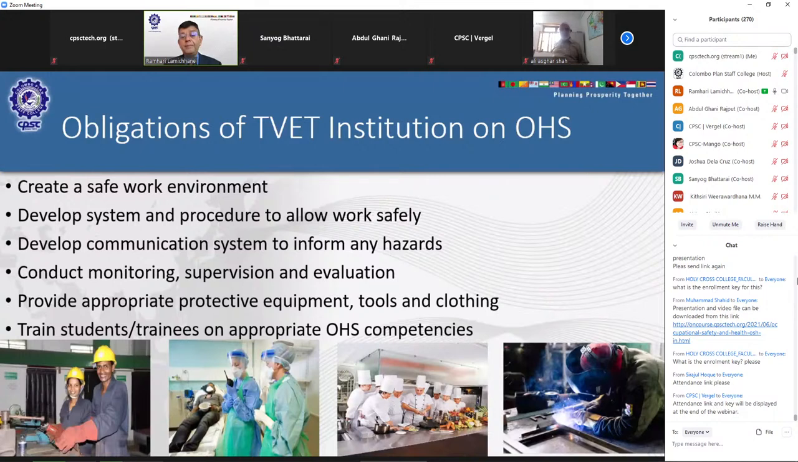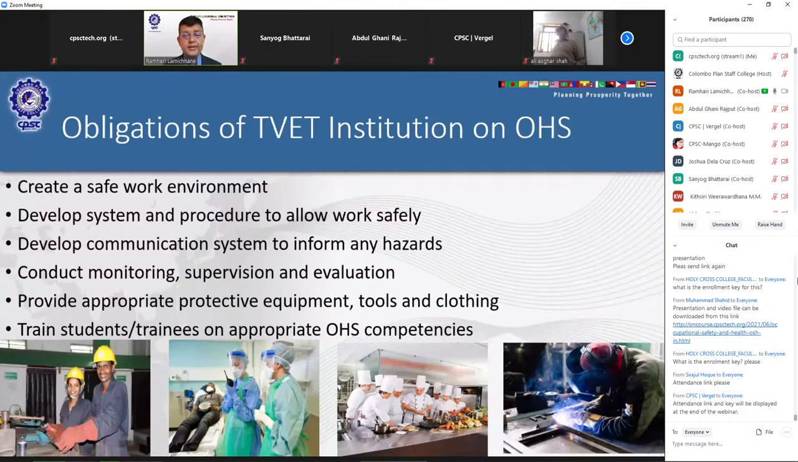So we have to develop appropriate standard manuals for the welding procedures. What first, what next, like properly using tools, properly using safety equipment, how to handle that, what sort of electrical voltage should be there, and gas arc, sort of thing. A lot of things we have to consider. So we have to develop a system and procedure to allow work safely.